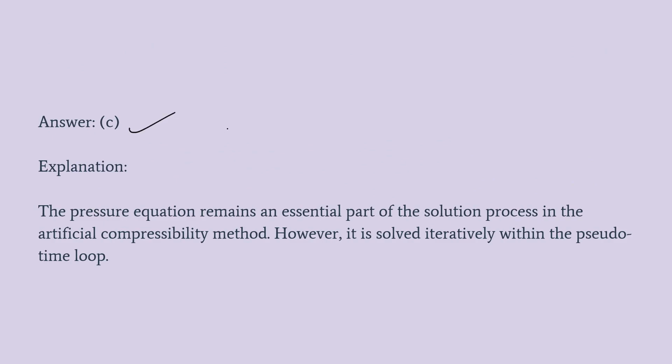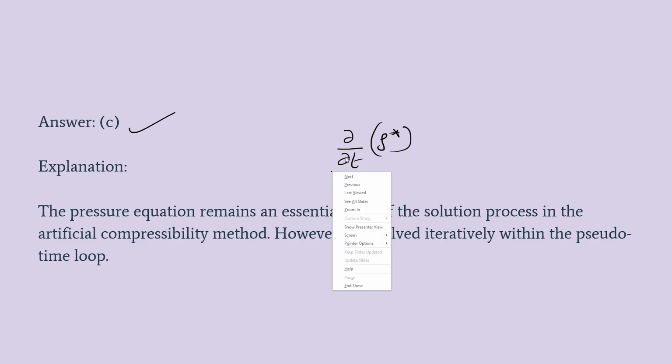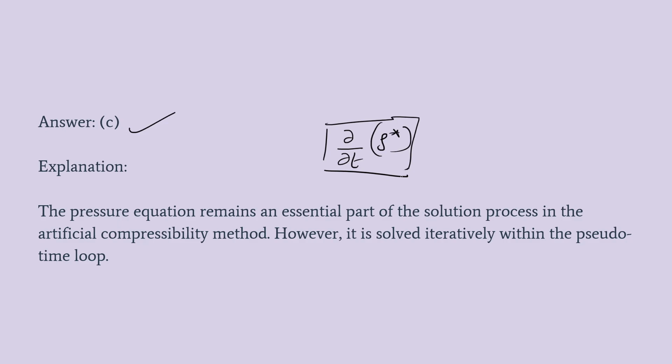So the thing is, we may tend to not notice, because we are iterating a separate term or equation within a pseudo time loop. That is, we will be iterating this part of the continuity equation. Our continuity equation becomes this.